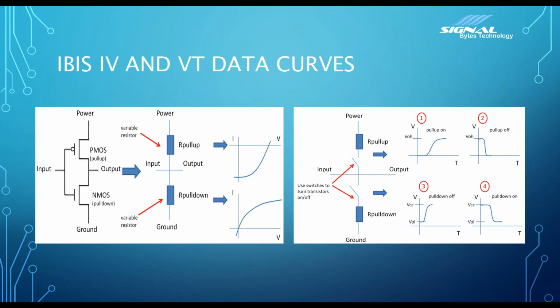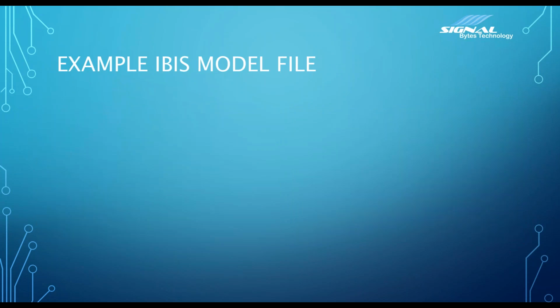And so when you take these two data sets together as a total IBIS model file, then in a signal integrity simulator, it's going to take this data and use some sort of algorithm to put it together and recreate the output of your I/O buffer. Okay? So that's kind of the basics of what an IBIS model is, why we're using it, and the major components of it.